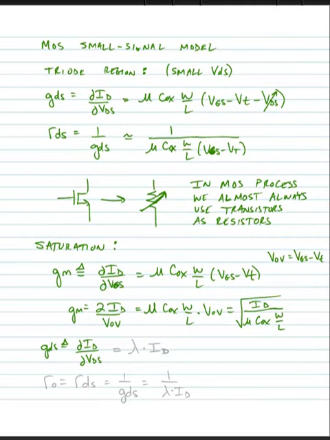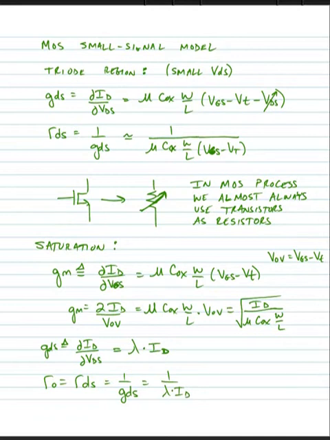And we recall that in saturation, our device only has the channel length modulation parameter that is dependent upon the drain to source voltage. And so our output conductance can be shown to be lambda times ID when the device is in saturation. Our output resistance is equal to the resistance between the drain and the source, which is equal to 1 divided by the conductance between the drain and the source. So it's equal to 1 divided by lambda times ID.